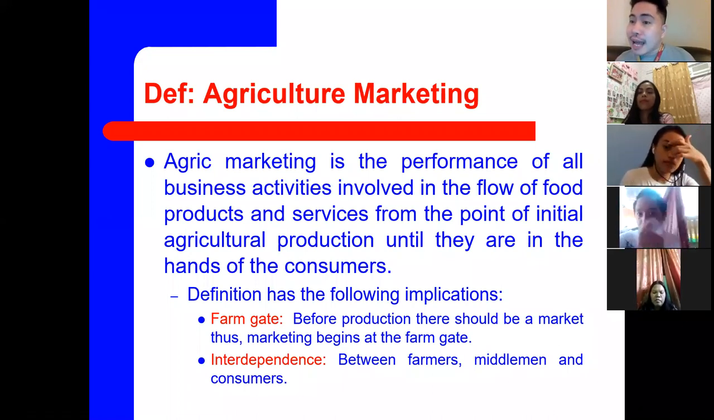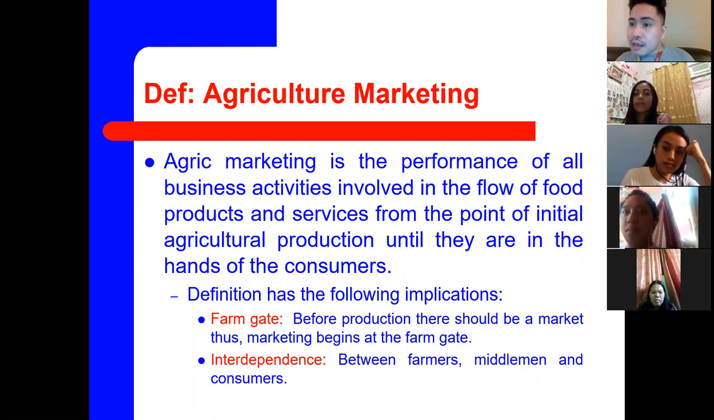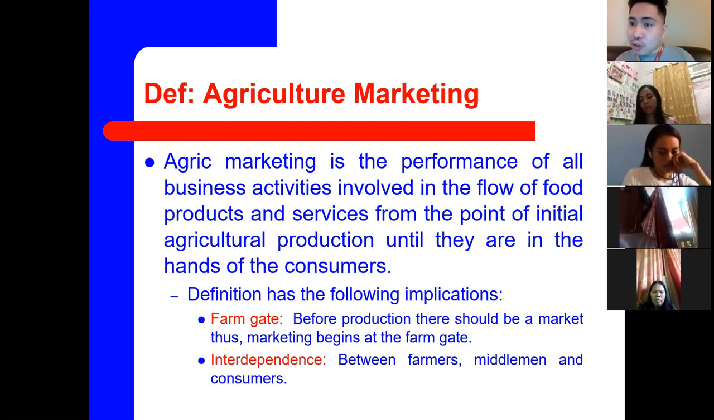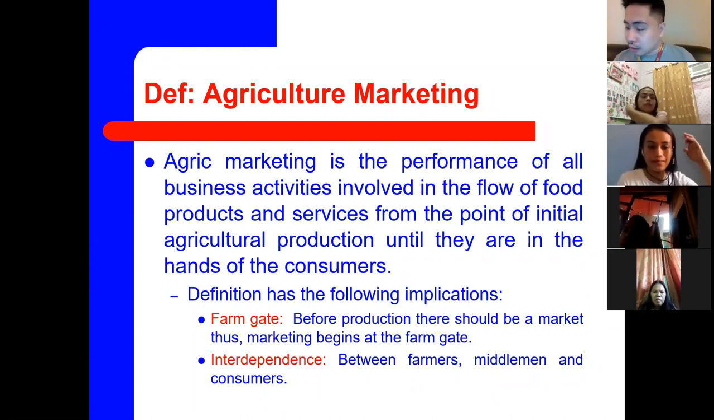Case in point, saging. So, bananas are actually bought by large food companies because they serve as primary ingredient for their products. So, for example, banana chips. So, kanang banana chips factories in Santa Cruz, in Davao del Sur, they're buying bananas from plantations so that they can process it into banana chips ready for international market.